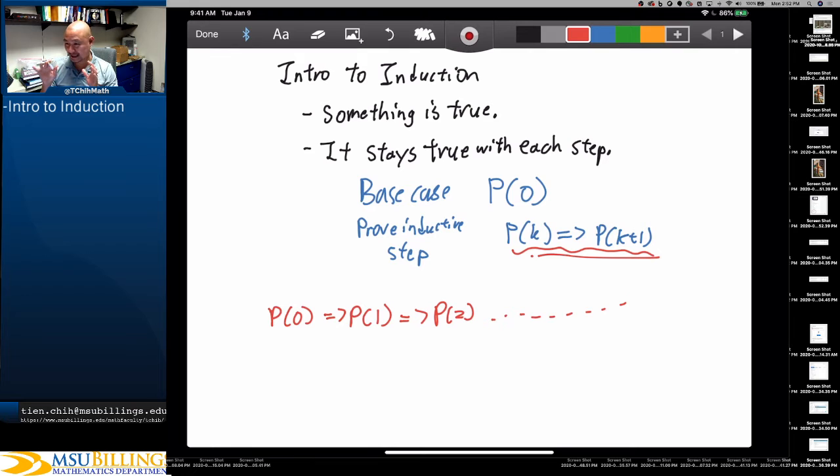Now, it's easier to talk about with a concrete example than with something abstract. So I'm going to do a couple of things. I'm going to lay out an example of something that can be proved with induction. I'm going to talk about the intuition behind this first, and then we'll write the formal proof of that statement.